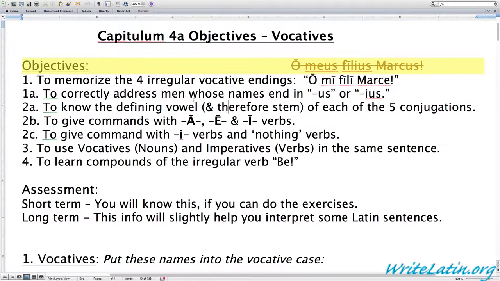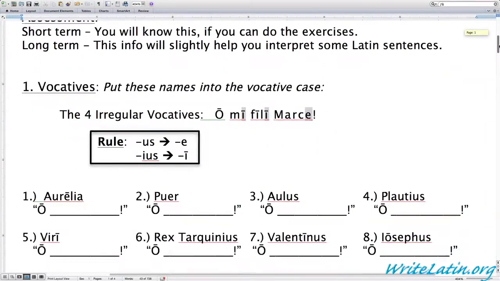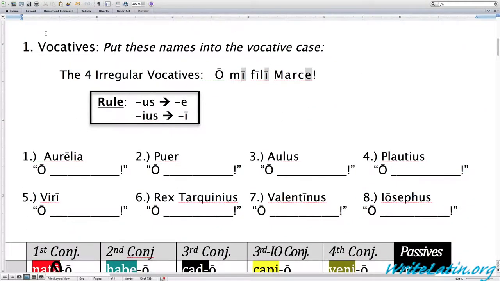All right, so why don't you try some practice with that? Objective 1, vocatives. Put these names into the vocative case. Remember, O mi fīlī Marce, and the fīlī word tells you this second rule, that anything ending ius should become i when you're directly talking to it. And this fourth word, Marce, gives you the first rule, that anything ending us becomes e when you're directly talking to it. So, I'll do the first one for you.